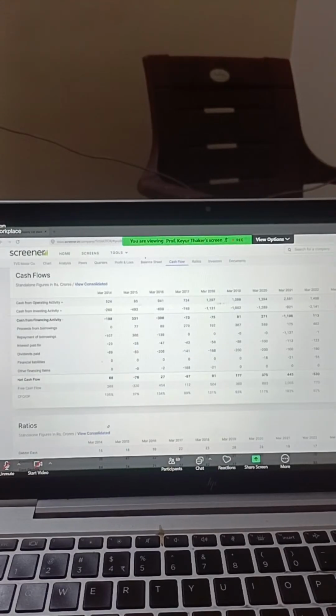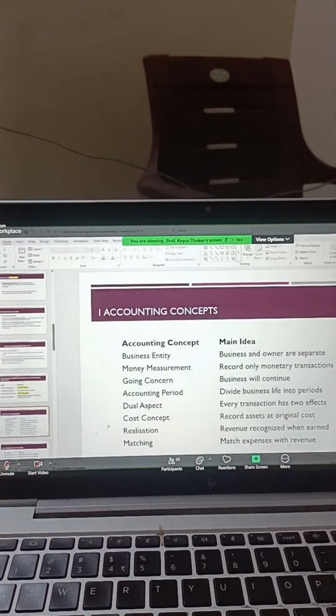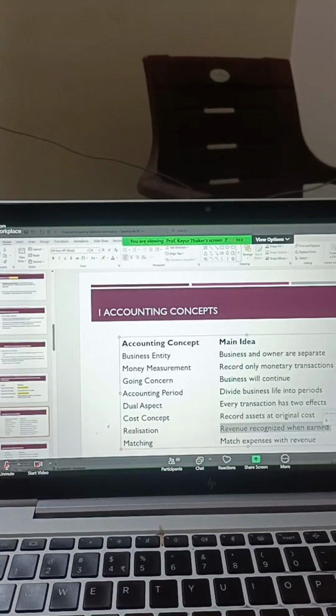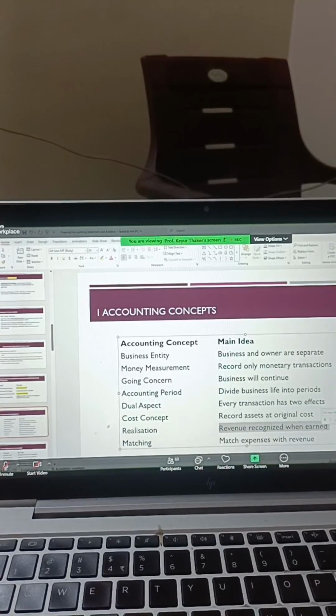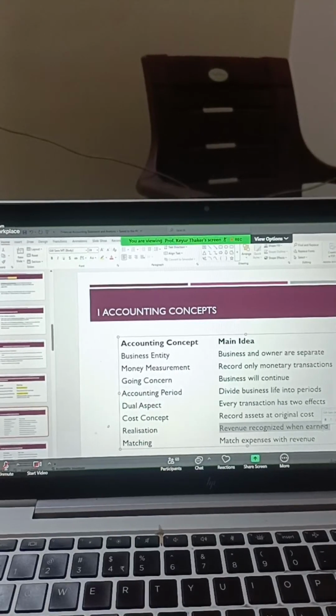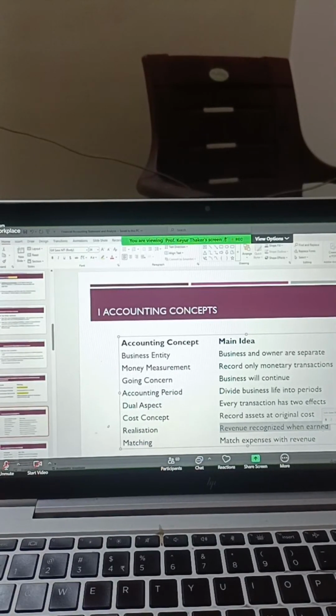Okay, so now you understood dual aspect, cost concepts, then realization. Revenues are realized when sales have happened, not when it's collected, okay? And expenses are recognized when they are incurred, not when paid. Suppose I hired my employee for the whole month. Sorry, I'll give you a better example.